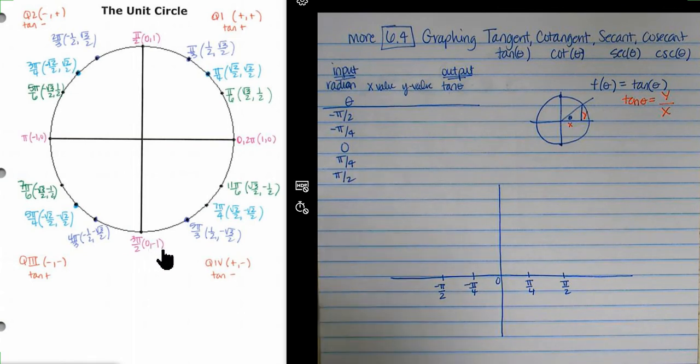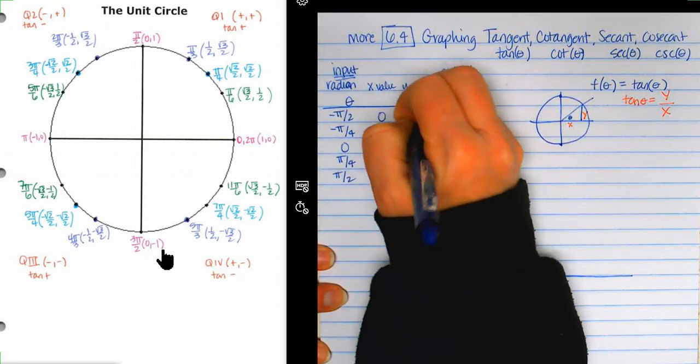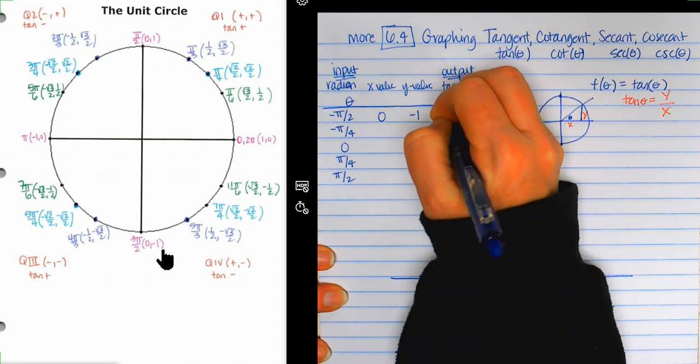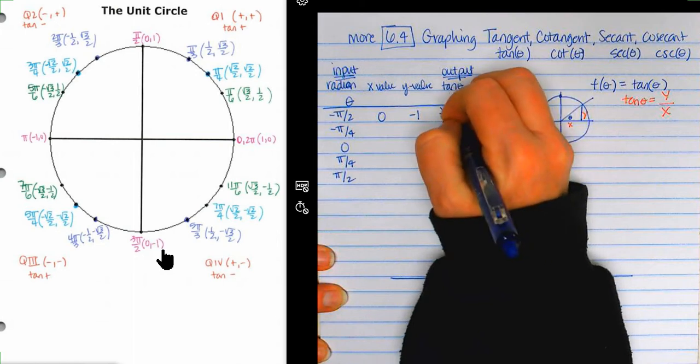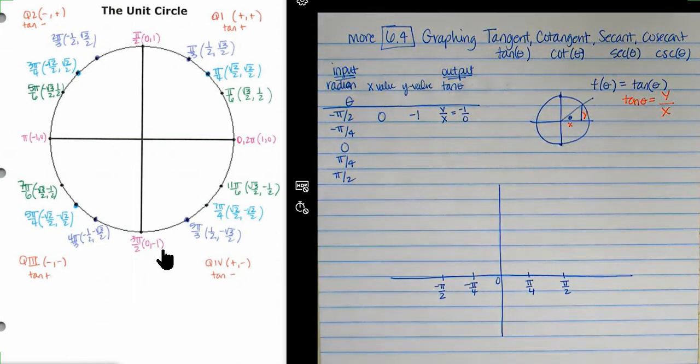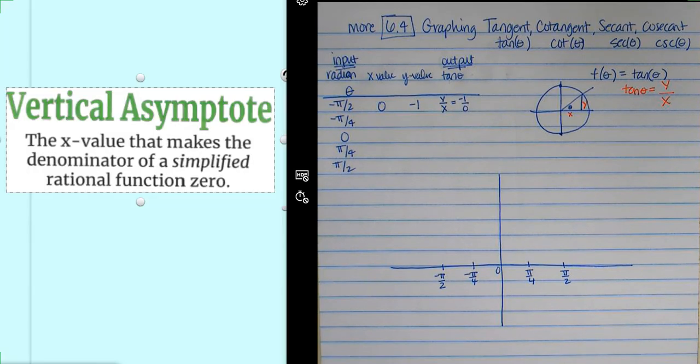Okay, so looking at what all these values are, because tangent considers x and y, I'm going to start here, and I'm going to just write in the x value and the y value. 0 and negative 1. Tangent is equal to y over x. So that's equal to negative 1 over 0. So what happens with that?